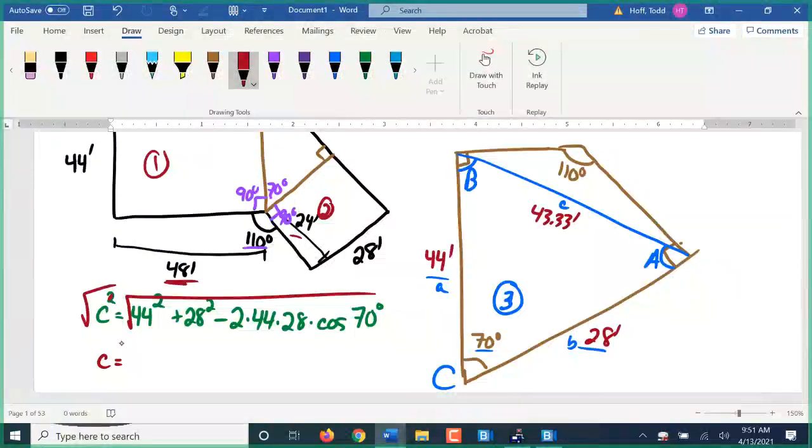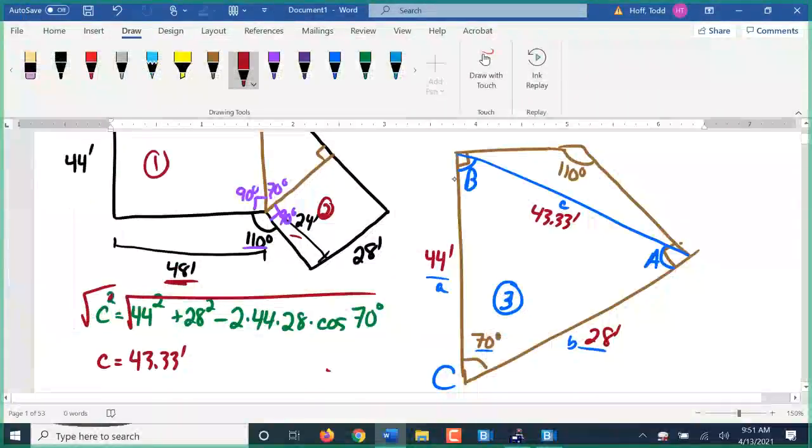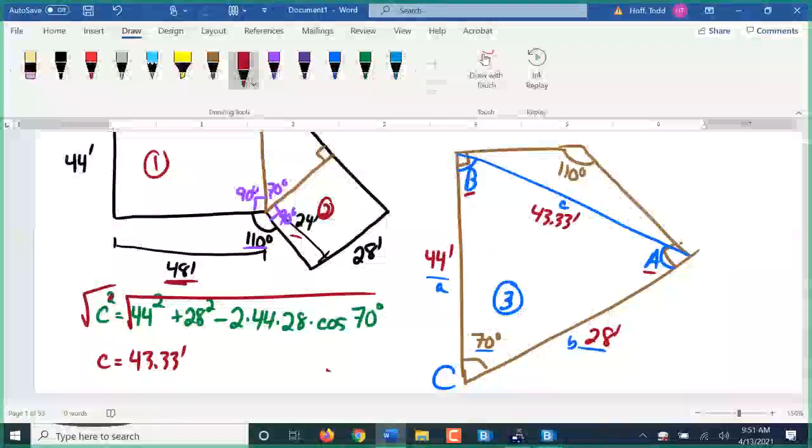Now that I know that C is 43.33 feet, I can find angles A and B. Now I'm going to find B. At this point, I know that they are smaller than a right angle. Both of them are acute, so I really don't have to worry about it. But just because it's good form, I'm going to find angle B first because it is opposite the shortest side.